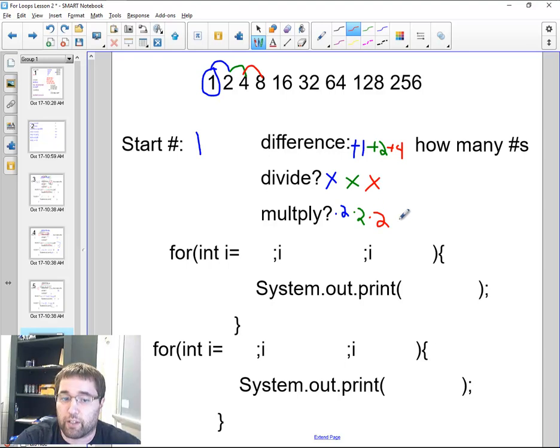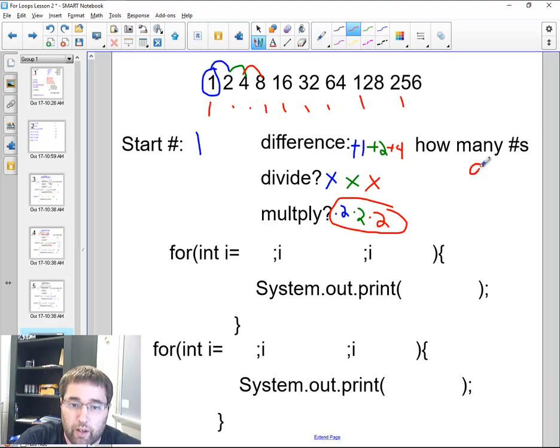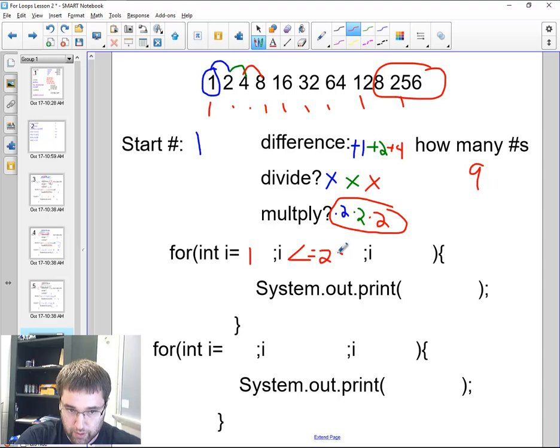And then we ask ourselves, do we see a pattern? Yes, the pattern is multiplying by 2. So I circle it, so I know that it's there. I circle it so that I don't get into the other code. How many numbers do we have? 9. So we start our loop. We start with 1. We go until I hits 256, less than or equal to 256. I times equals 2, and we output I.